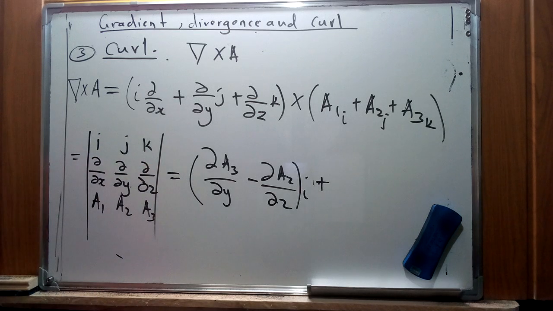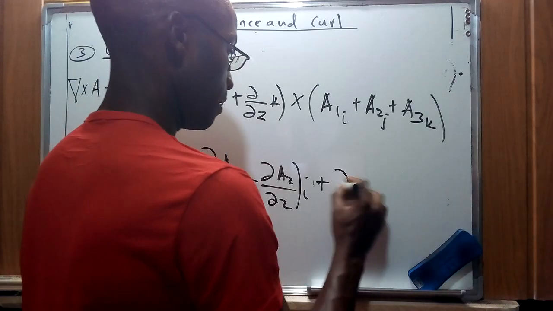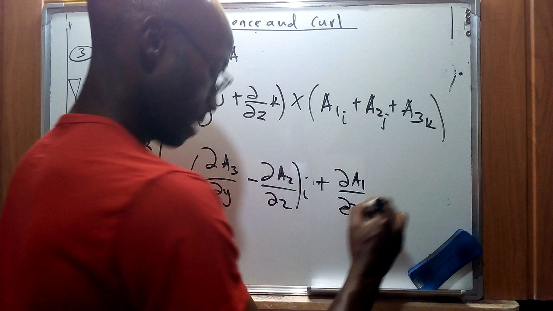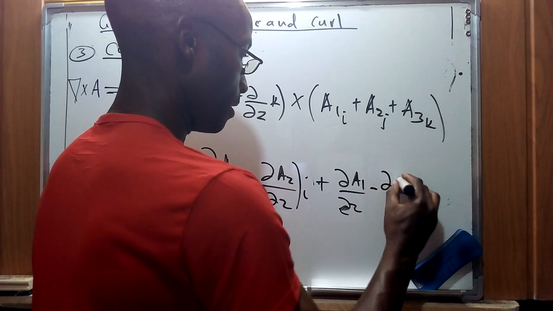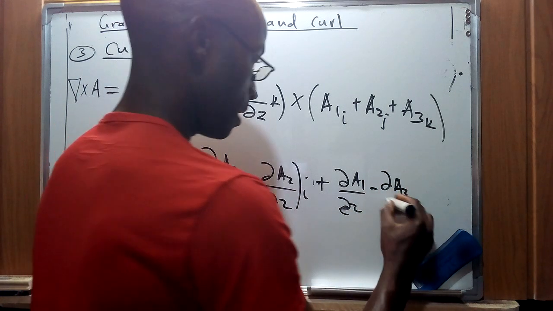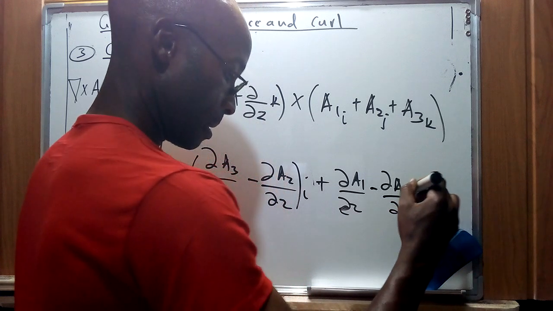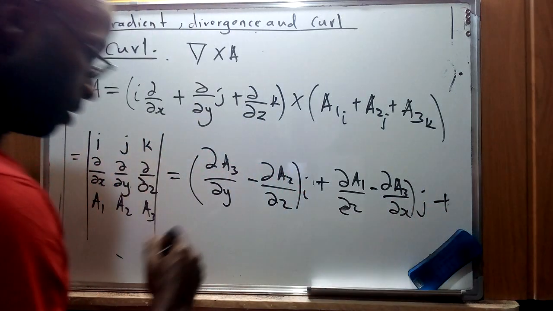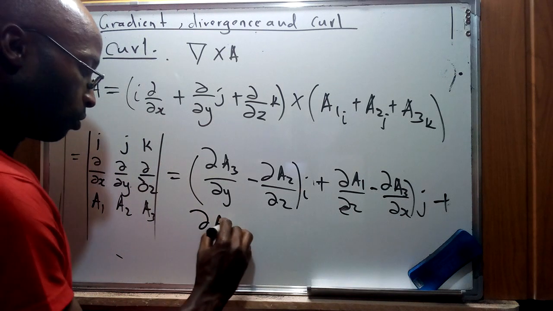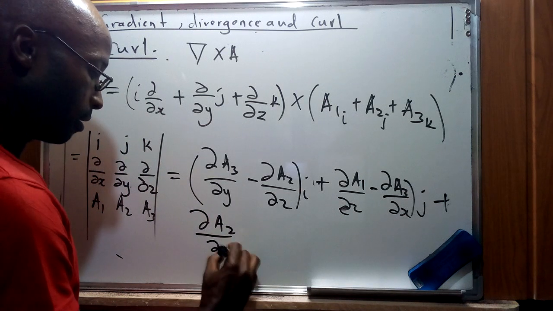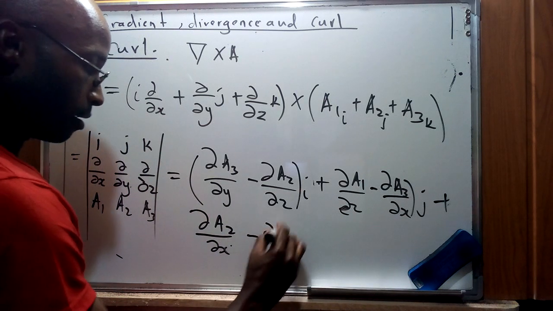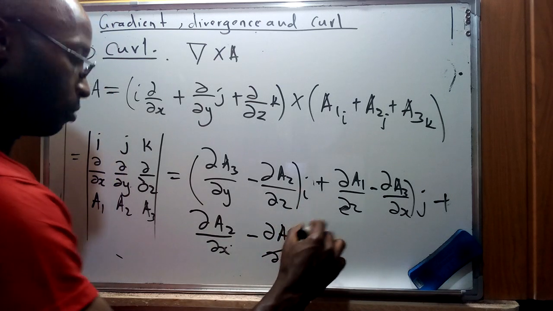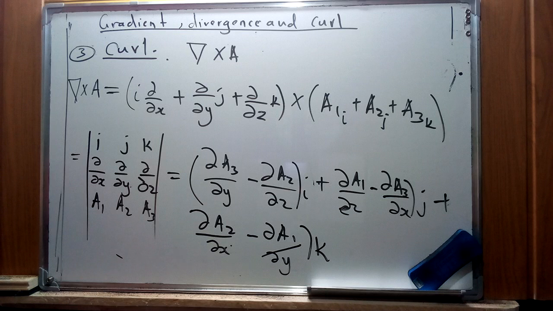So it's going to give us ∂A1/∂z minus ∂A3/∂x for j, and the last one is going to be ∂A2/∂x minus ∂A1/∂y for k. So I'm just trying to do a confirmation to ensure that I write the correct component.